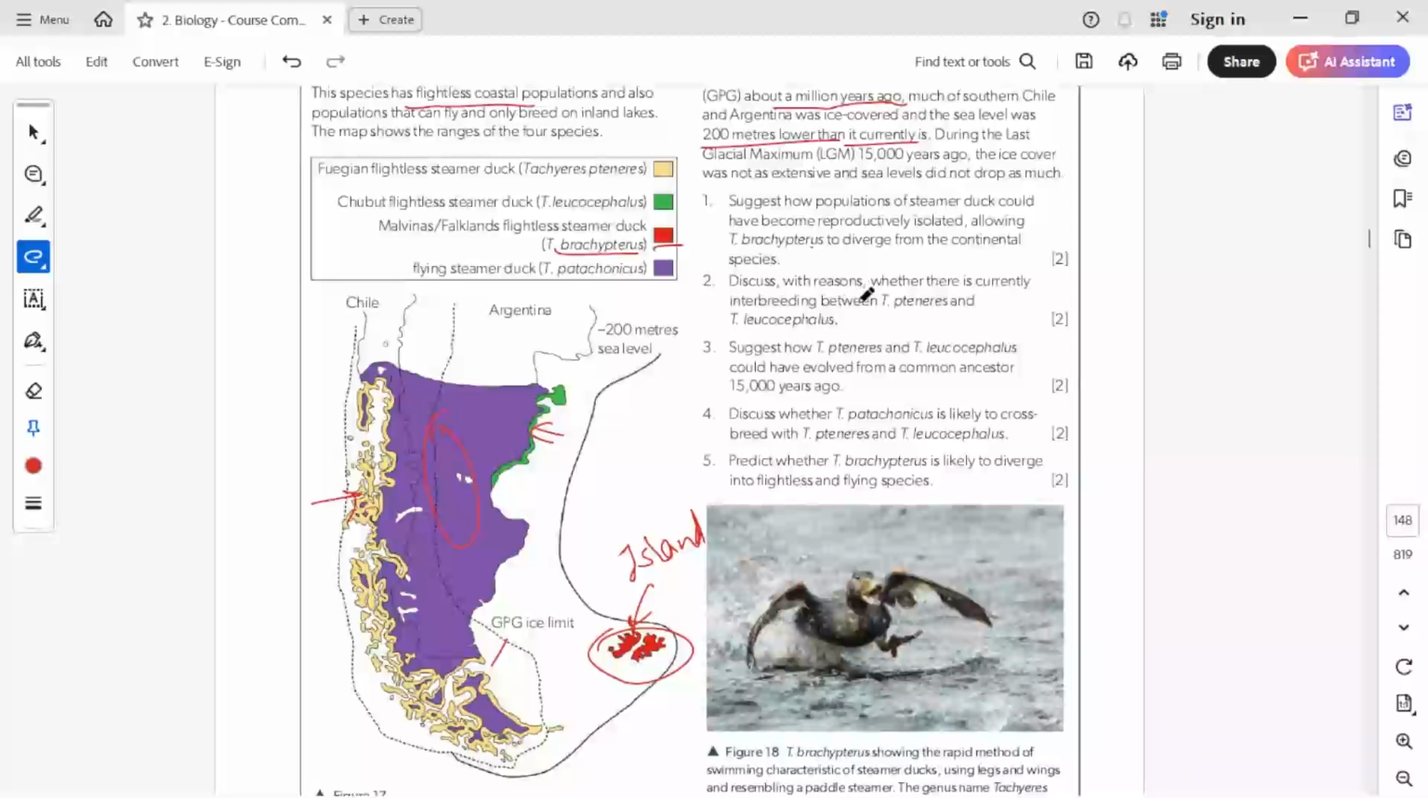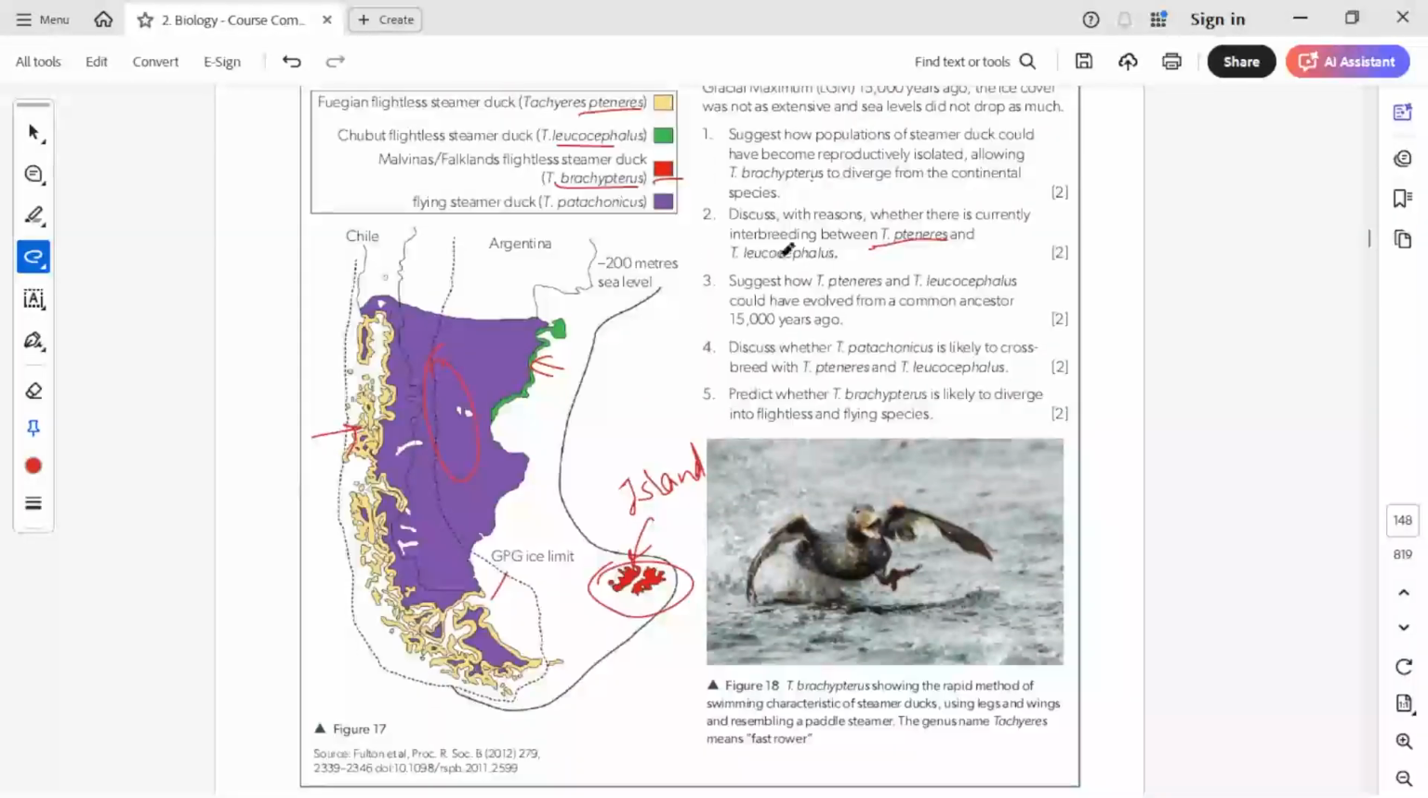Next question is, discuss with reason whether there is currently interbreeding between P. narborough and P. leucocephalus. So this is narborough, and leucocephalus. So yellow and green. There can't be interbreeding between these two species, the yellow one and the green one, because first of all they are flightless, and secondly they are isolated from each other. They cannot fly and reach each other for interbreeding to take place. So definitely they cannot interbreed, because their ranges are not overlapping and they are flightless and cannot actually travel.